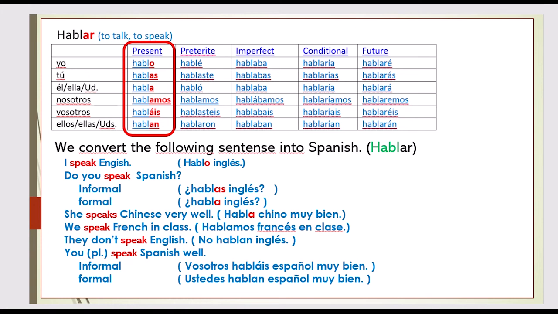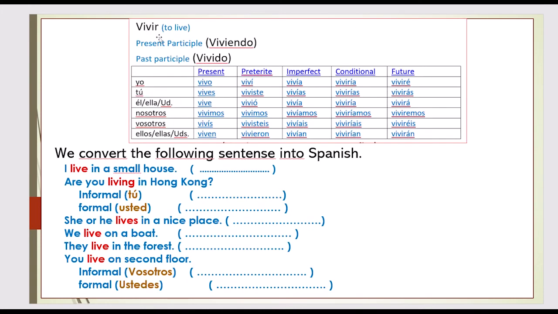If you are ready, we go to another exercise with verbs ending in IR. We use the word vivir, to live, to form a sentence. I do the first conversion for you, and the other conversions of the sentence I will leave to you as homework. For example, I live in a small house. I live, you change it to vivo. It's the same thing: you drop the IR and then add an O. Vivo means I live.